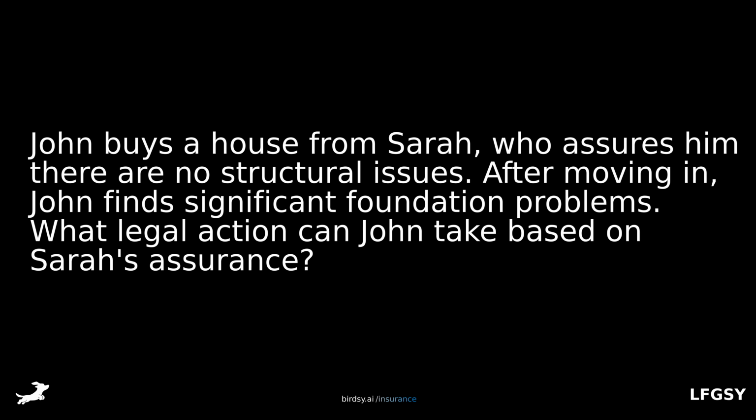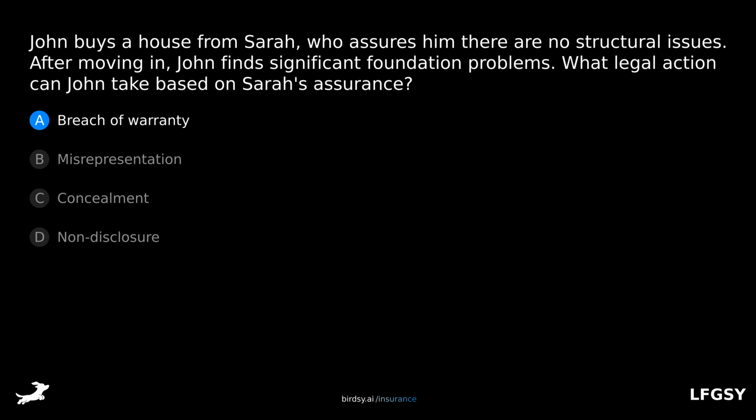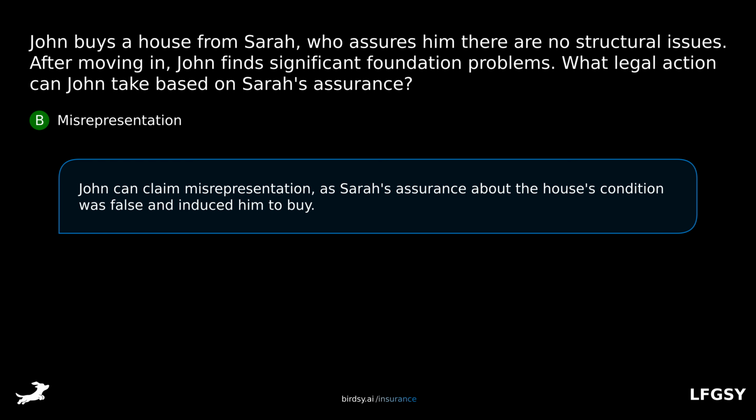John buys a house from Sarah, who assures him there are no structural issues. After moving in, John finds significant foundation problems. What legal action can John take based on Sarah's assurance? Is it A. Breach of warranty, B. Misrepresentation, C. Concealment, or D. Non-disclosure? The answer is B. Misrepresentation. John can claim misrepresentation as Sarah's assurance about the house's condition was false and induced him to buy.